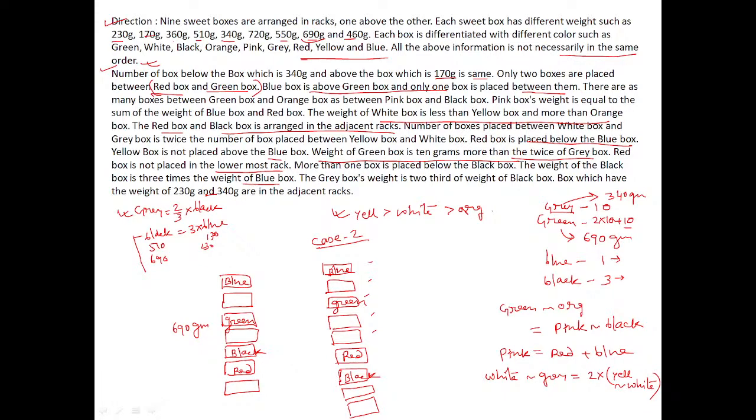Yeah, it's satisfied because gray and green we have already calculated, right? So this would be gray 340. So we can't move this 690 part. So gray is 340 here. This gray is 340, green is 690. Right. Now, the boxes which have the weight 230 and 340 are in the adjacent rack.